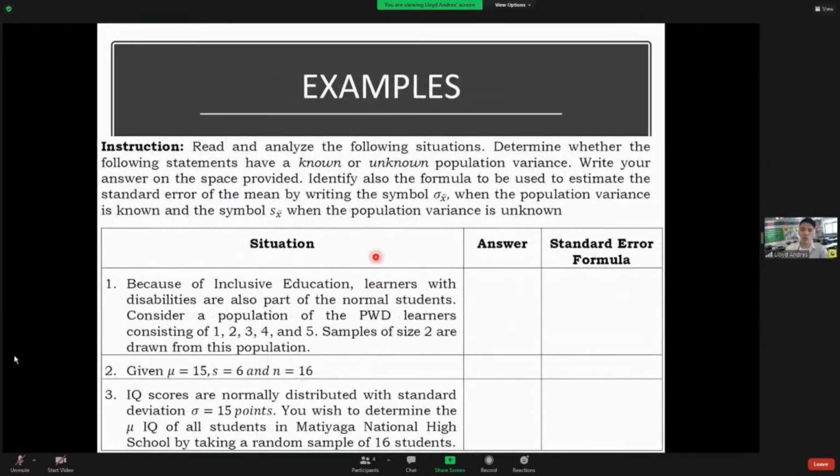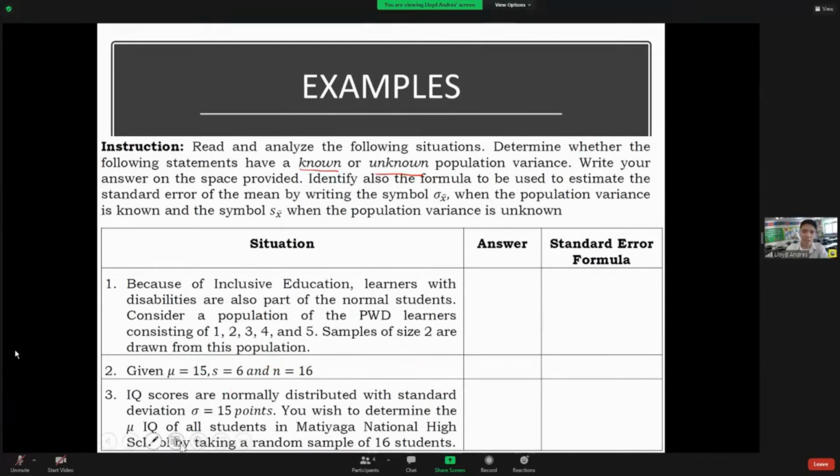So examples. So we have here, ang atong lang i-identify is kung known siya or unknown. Kana lang atong i-answer. So, sa given situation, we have here, because of inclusive education, learners with disabilities are also part of the normal students. Consider the population of the PWD learners consisting of 1, 2, 3, 4, and 5. Sample size of 2 are drawn from the population.